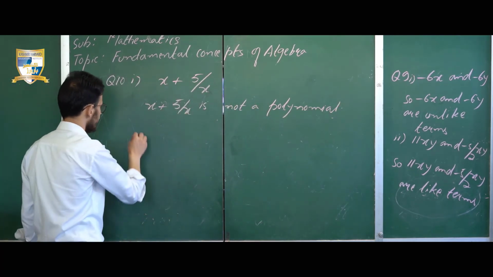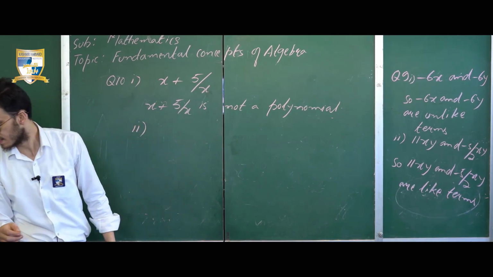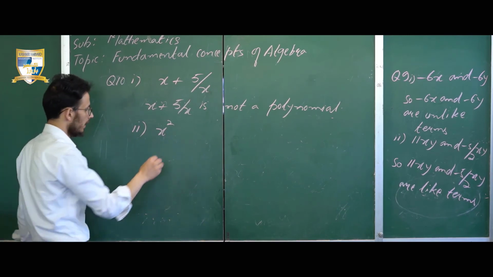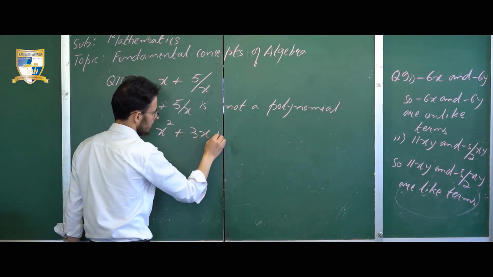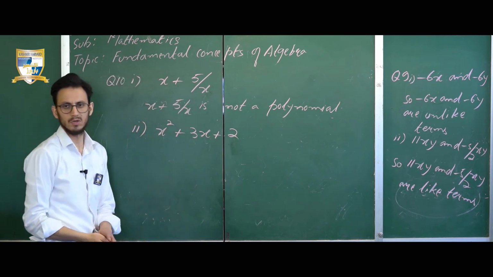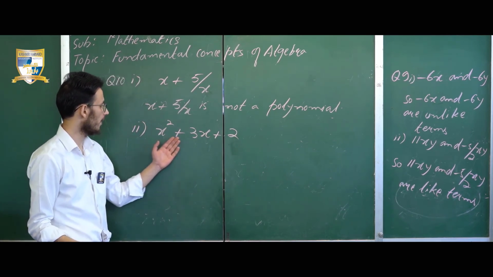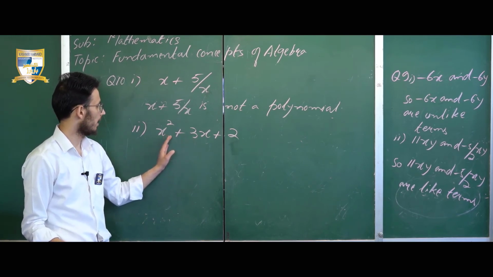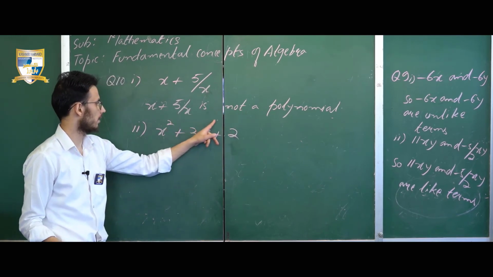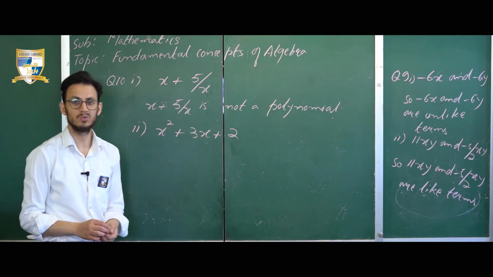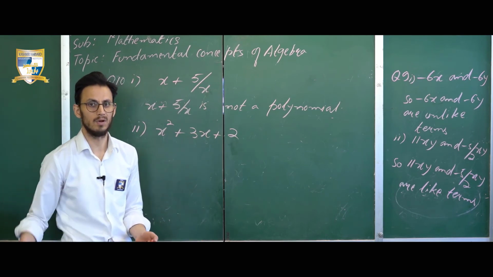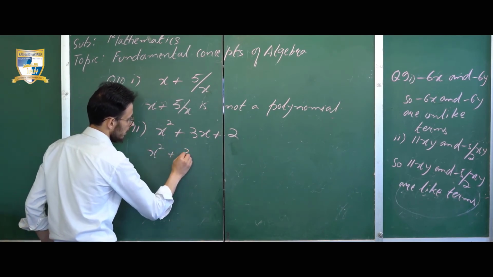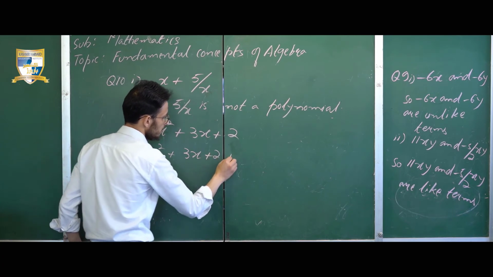Part second, x square plus 3x plus 2. So in this expression we can see we have the variables as well as constants connected with the plus sign and the multiplication sign, and the powers on the variables are positive, and when we have such kind of situations we can say that they are polynomials. This is a polynomial. So x square plus 3x plus 2 is a polynomial.